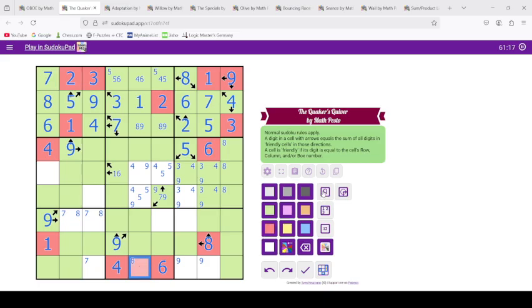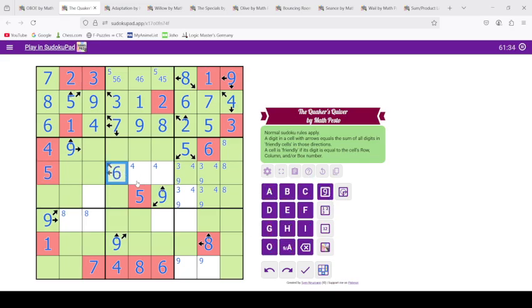This is an 8, making that friendly. That's an 8, that's a 9. Therefore, 9 has to go here, because that's a 7. Friendly 7. This is not a 5 anymore. That is a 5. Friendly. That's a 5. Friendly. This is a 6. That's a 5. 4. 6.